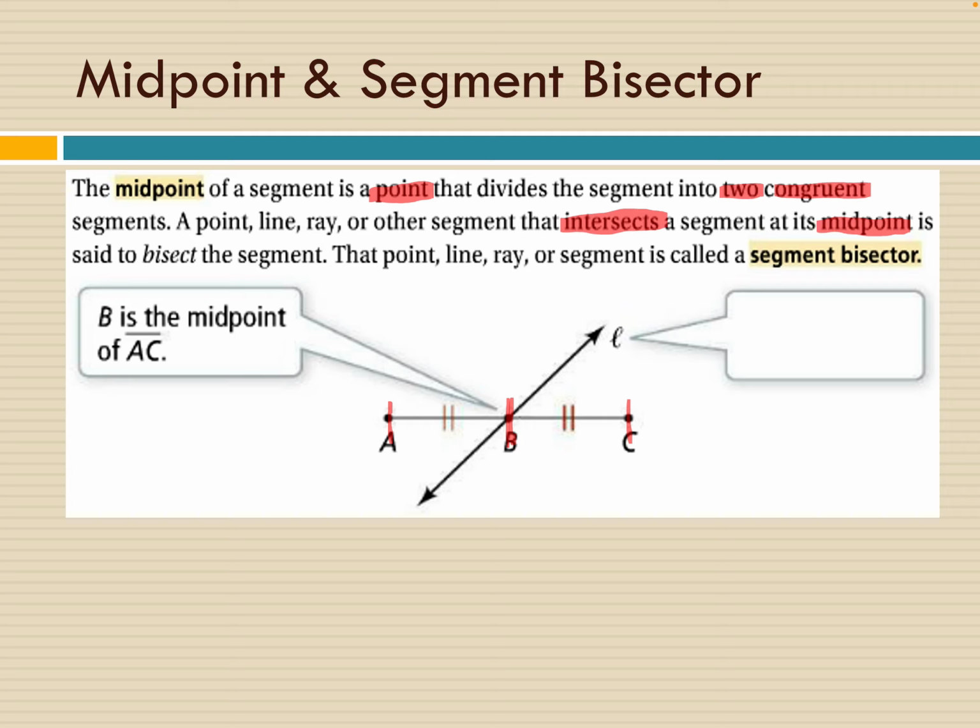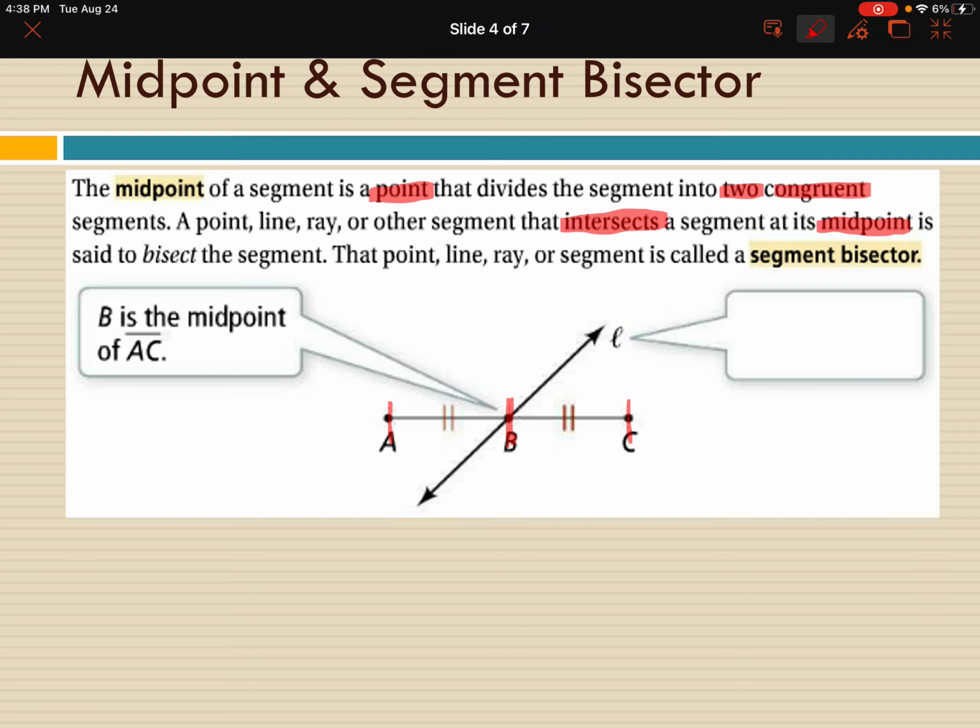So it brings up the term bisect right here, okay? On the left-hand side of your paper, it asks you to define bisect. Bisect, that word by itself, means cut in half. Now, we already know what intersect means. We've seen that in math classes before. Intersect just means that they cross each other. Now, what I'm getting at here is that intersect and bisect are not necessarily the same thing, okay?